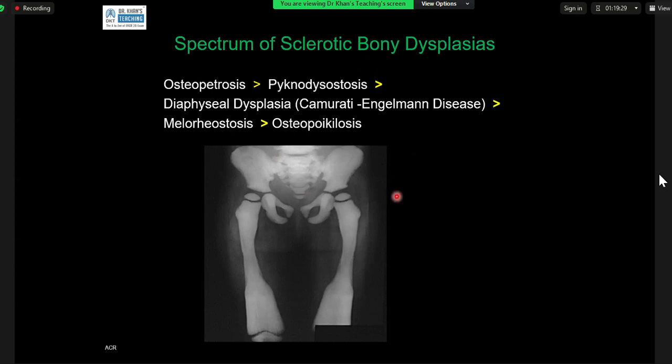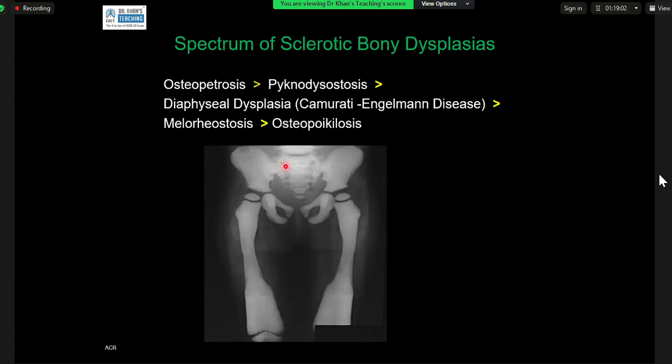And all of these are exam cases. Please remember, all of these are exam cases. All have come in the exam. Poikilosis, which is very, very simple, has also come in the exam. So osteopetrosis, pycnodysostosis, and diaphyseal dysplasia is what I have shown you. The name tells you that it is the diaphysis which is involved, also known as Camurati-Engelmann disease.